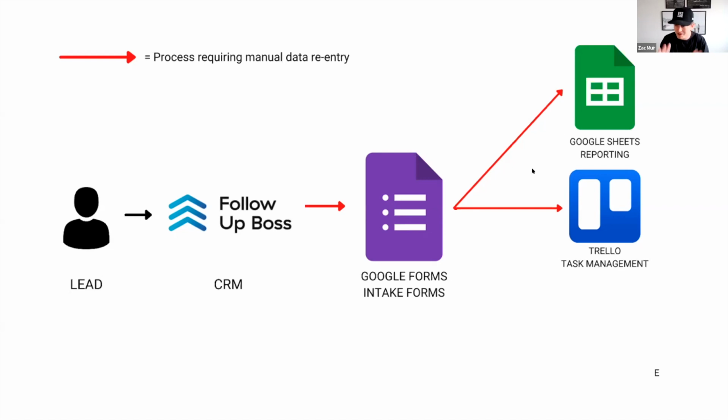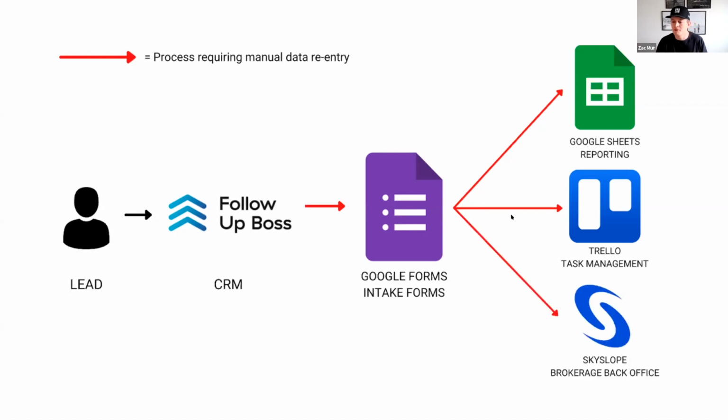And now, wrapping up this whole thing, you might be on a team where your brokerage requires a certain backend solution, right? So you might manage the tasks in Trello, but maybe your brokerage requires you to put it into SkySlope to get paid, right? So recap here. First name, last name, email, phone number, all of this data already existed in FollowUp Boss, and it's being re-entered one, two, three, four times at least, right? So you're starting to see that there's some improvement that could be made here, right?